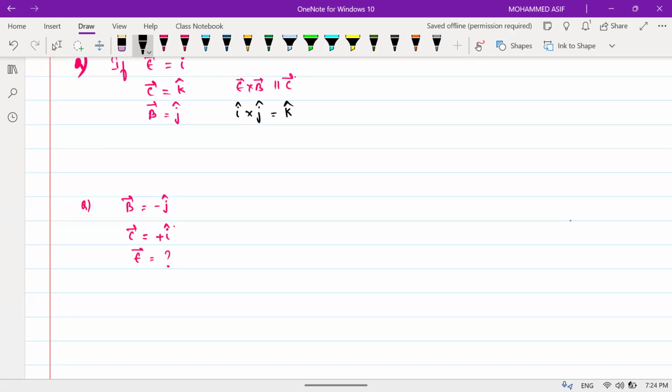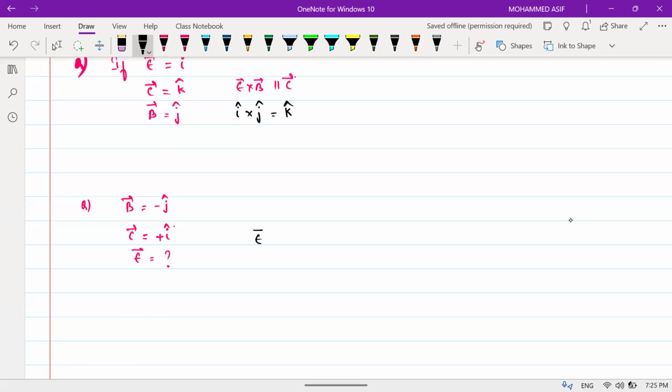E bar cross B bar is equal to... magnetic field is given for me, electric field has been given for me. So when I'm taking the product of your E bar cross B bar, in which direction is it? Tell me. K cap. Plus K or minus K?